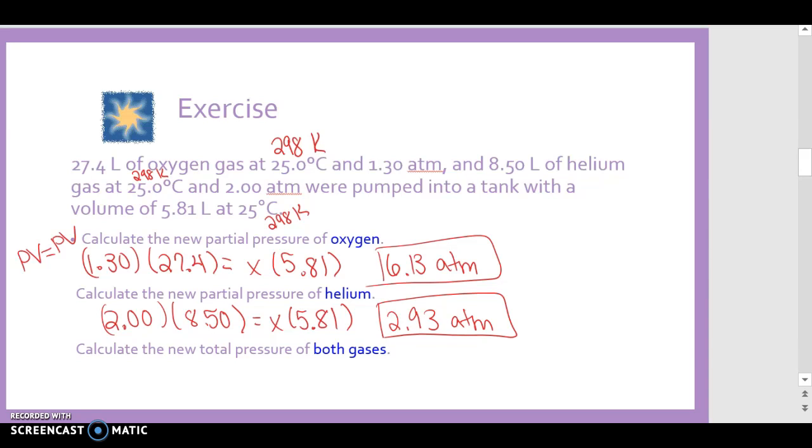Right, now calculate the new total pressure. So we just add now. 6.13 plus 2.93.